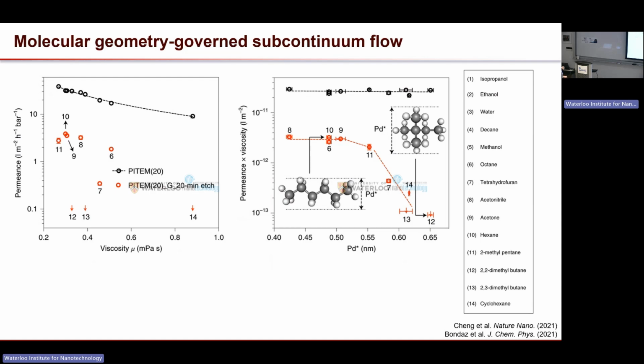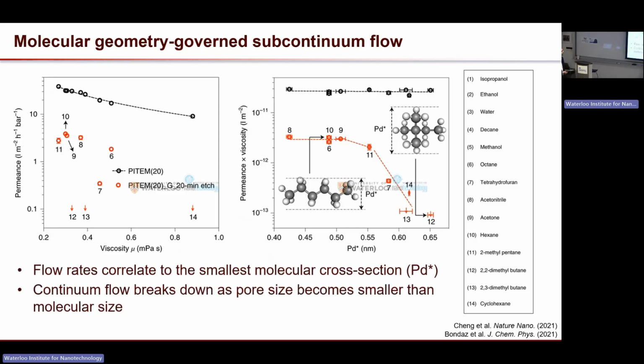And what you can see is below about 0.5 nanometers, the molecules are going through quite readily. But if the smallest cross-section of the molecule is above 0.5 nanometers, it doesn't go through. So again, it's consistent. We can make pores at that size, and molecules that are bigger in cross-section than that pore size are not able to pass through. And so we see that the flow rate is actually explained by this smallest molecular cross-section, and here continuum flow breaks down, basically. Now you're looking at molecular size-based effects.